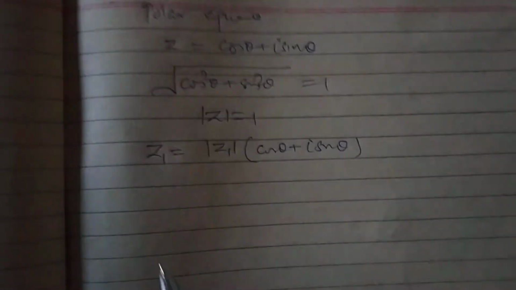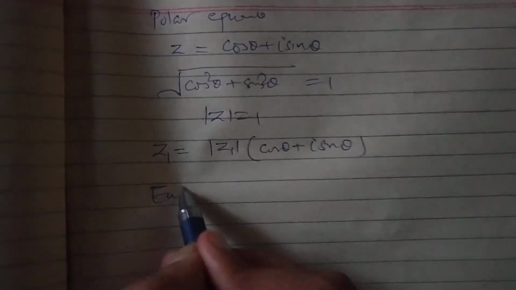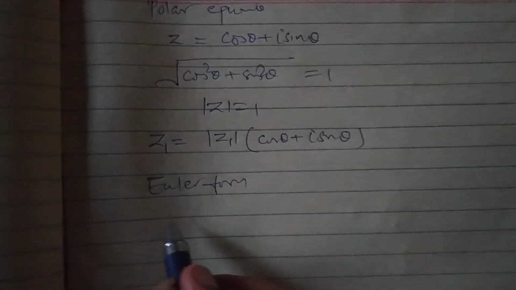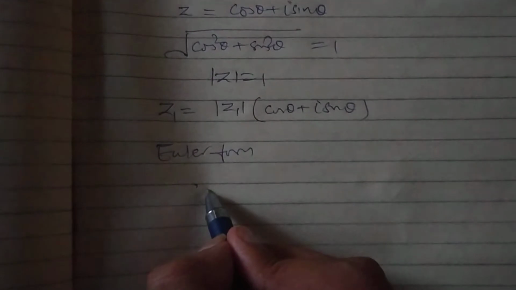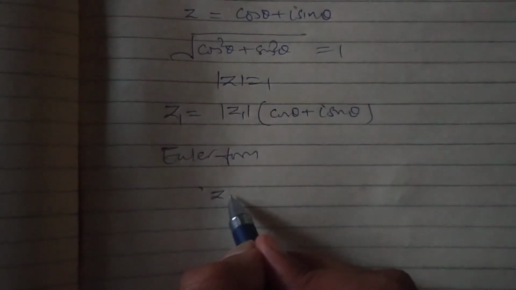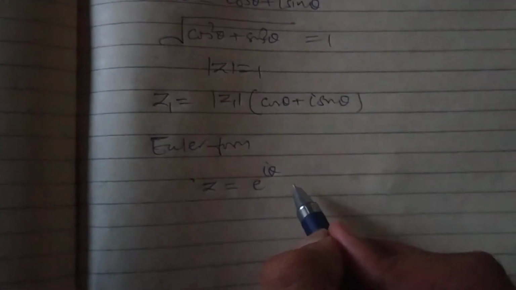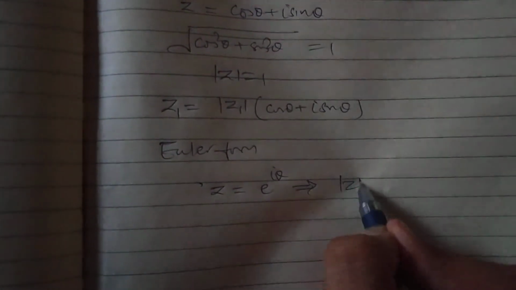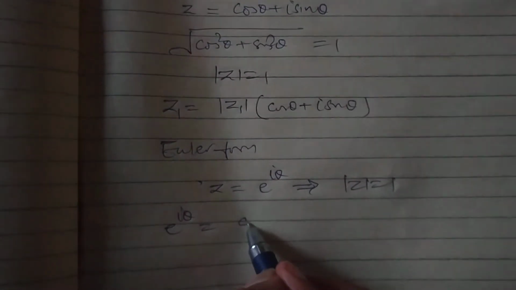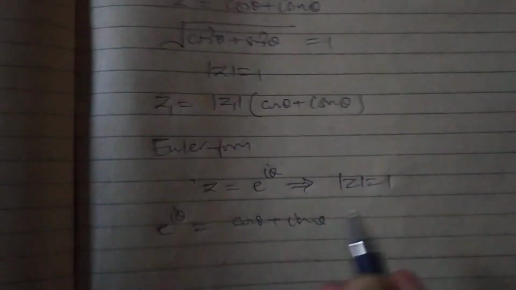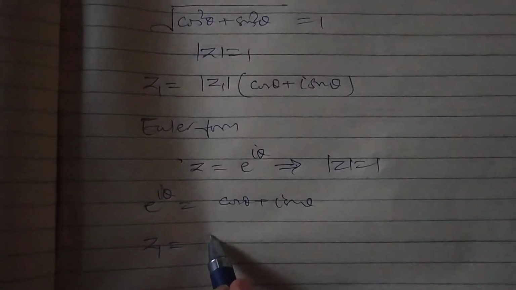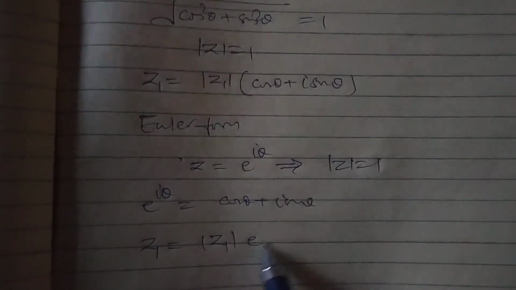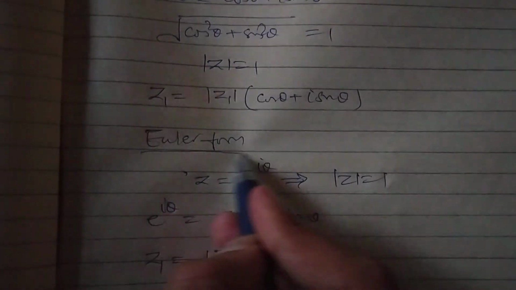When we talk about the Euler form, the Euler form will be like this. It is just a brief introduction, otherwise I would have gone into details. This is your complex number e to the iota theta. The magnitude of this complex number is 1. We can also write e to the iota theta as cos theta plus iota sine theta. So when we write a complex number, let's say z1, we write the magnitude of z1 times e to the iota theta. So this is the Euler form of the complex number.